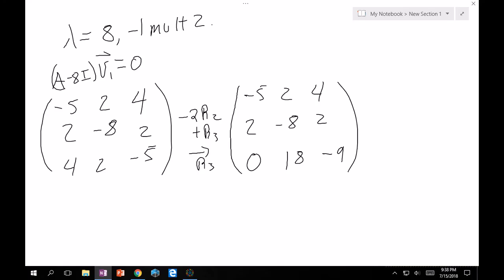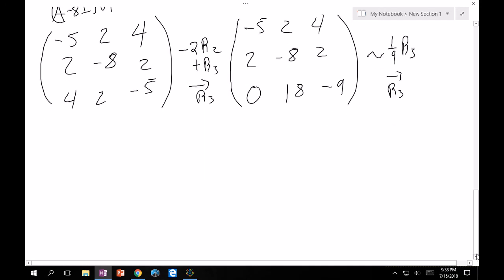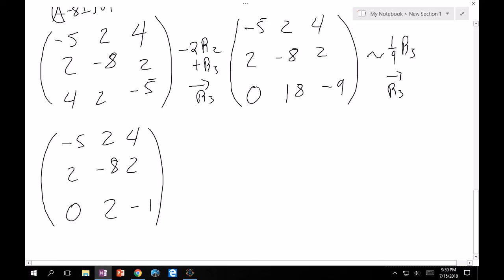Next thing that I want to do from here is, I see this 18 and minus 9. I'm going to go ahead and do a 1/9 R3. You can write the arrow onto R3, but it seems pretty obvious. That's what I want to do anyway. So then this becomes, again, first and second rows are not affected by this operation. So this becomes 0, let's see, 2, minus 1, right? Cool. Next thing that seems obvious to me is 1/2 R2, because they're all even.